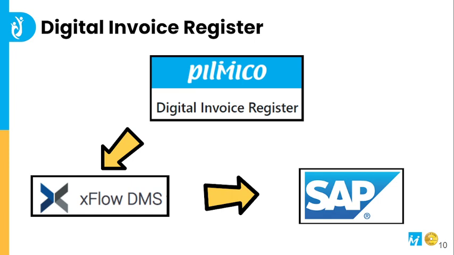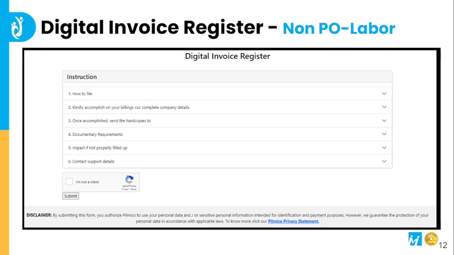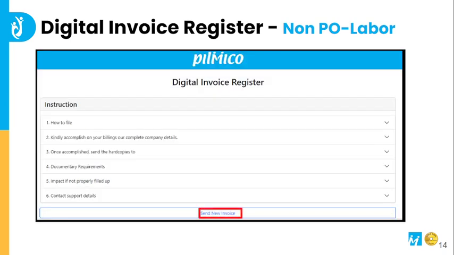To begin the process, let's go to the digital invoice register platform. To formally begin with, let us send a new invoice. Click I'm not a robot checkbox. If a CAPTCHA image appears, accomplish the needed requirement. Then, click Submit button. We can now send a new invoice.